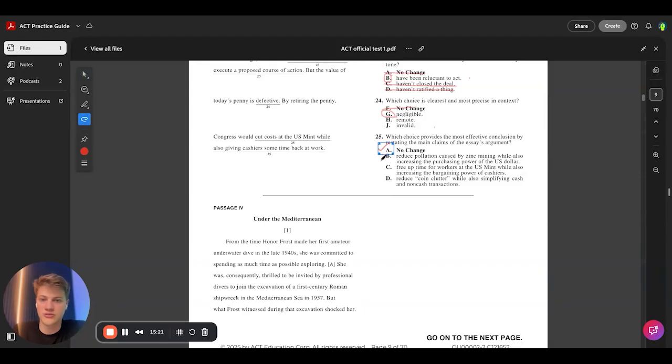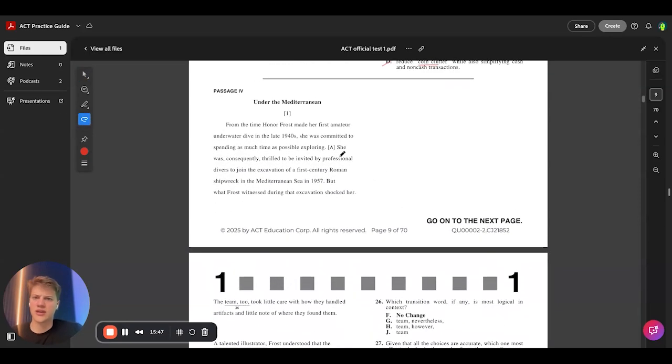Reduce pollution? No, that's incorrect. The main argument of this passage had nothing to do with pollution. Free up time for workers at the U.S. Mint while also increasing the bargaining power of cashiers. This passage had nothing to do with the bargaining power of cashiers, so that's wrong. Reduce coin clutter. This had nothing to do with coin clutter, so it's not D. So the answer choice here is A, no change.